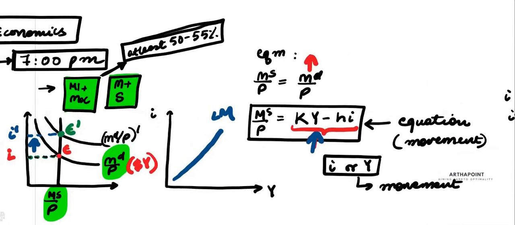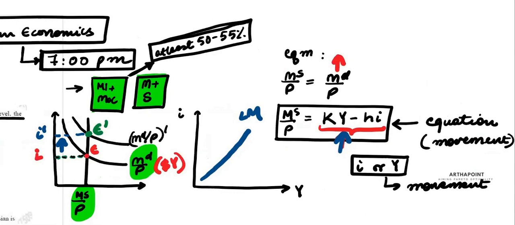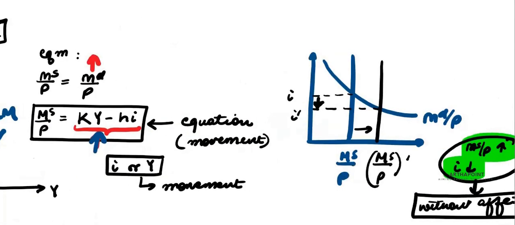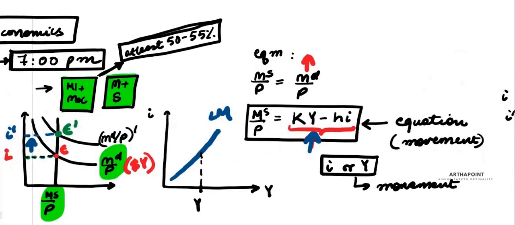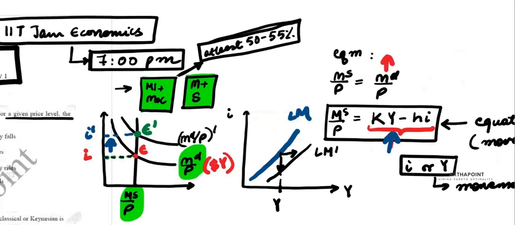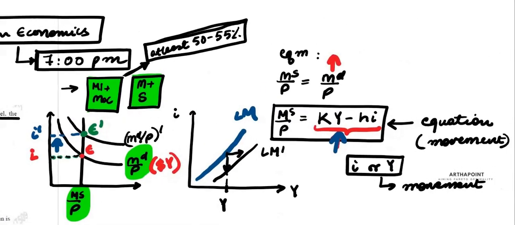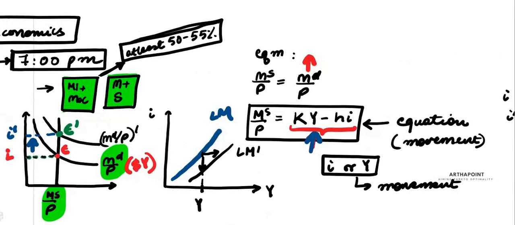So see here, Y remains the same. Currently suppose Y is at this level. Y remains at this level, but an increase in the supply of money causes a decrease in the interest rate. So the interest rate is decreasing, and the LM curve is shifting downwards, or you can say the LM curve shifts to the right. So the first question has the answer that it shifts down and to the right as real money supply rises. So the answer is C.